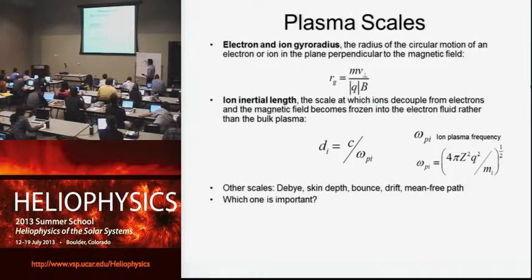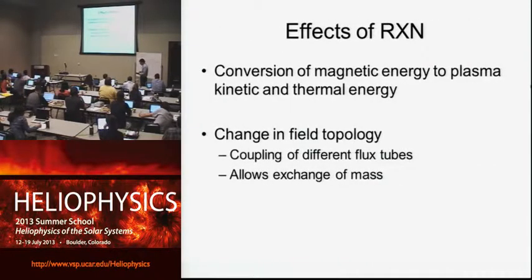And here's just a whole bunch of other ones you can think of: Debye lengths, skin depths in terms of electromagnetic radiation or plasma waves, bounce scales, drift scales, right? All of them have spatial and temporal things, and depending on the problem, you need to keep up with what they are. So what you'll hear later today is what reconnection actually does.